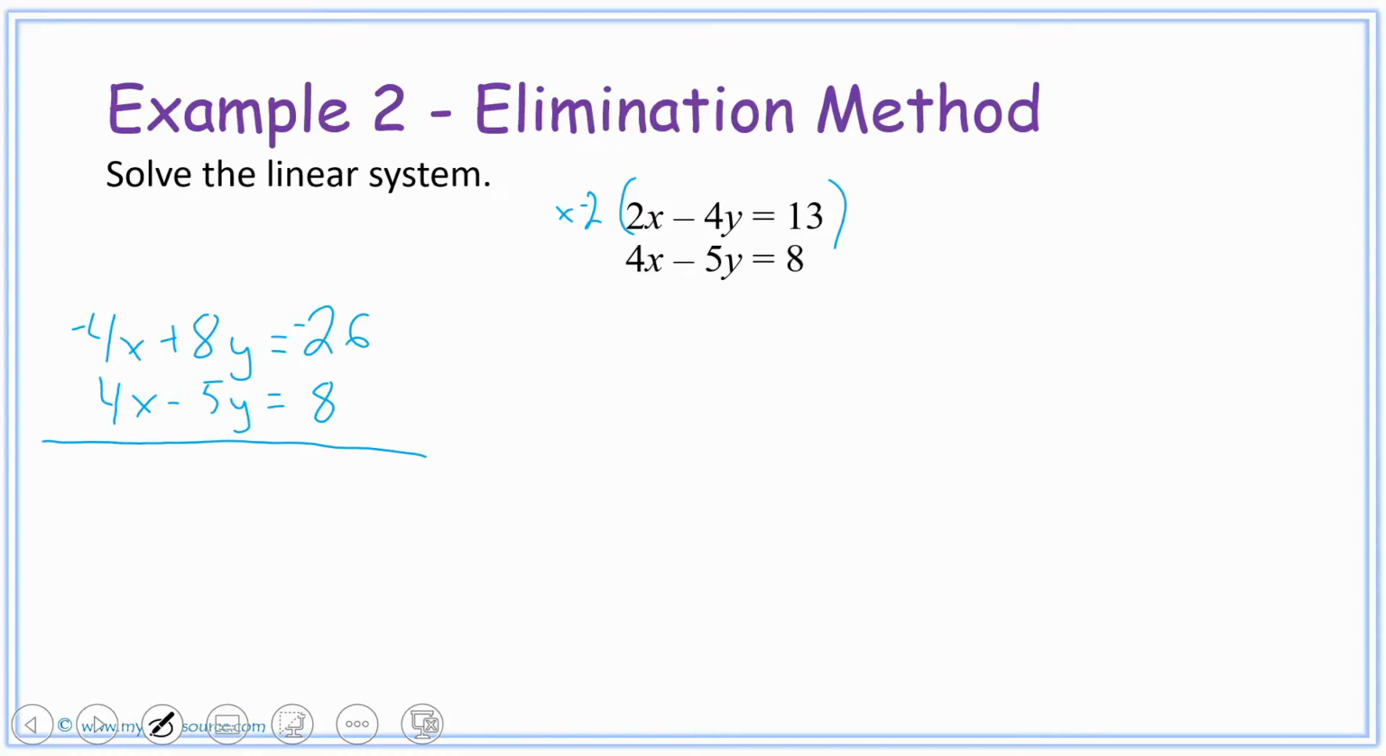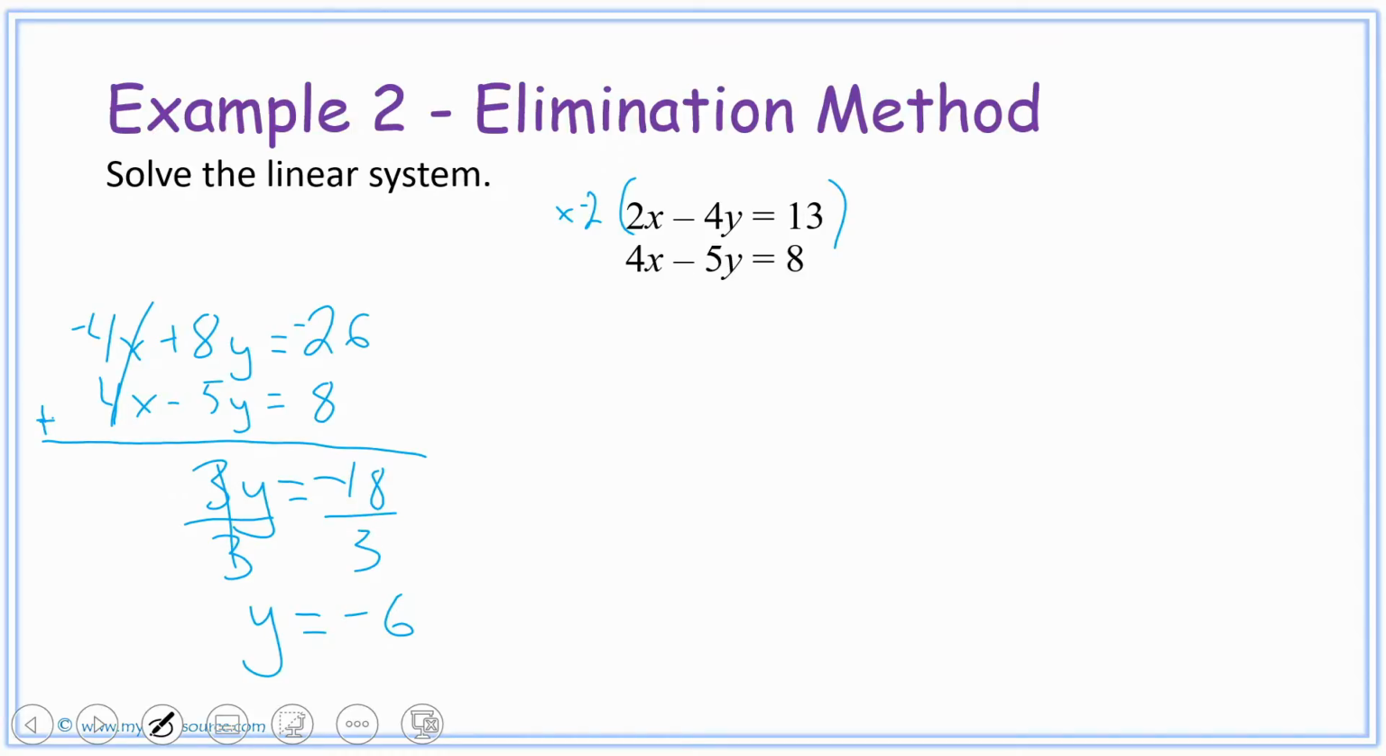So if we add these together, negative 4x plus negative 4x, it's going to cancel. The 8, because we're adding the whole way through, 8 plus the negative 5 is going to give us a positive 3y. And the negative 26 plus the 8 is going to give us a negative 18. If we divide both sides by 3, then we're going to get y is equal to, well, negative 18 divided by 3 is going to give us negative 6. And we get our y value.